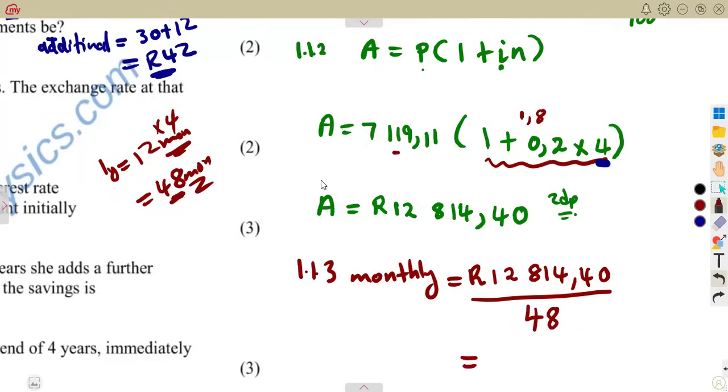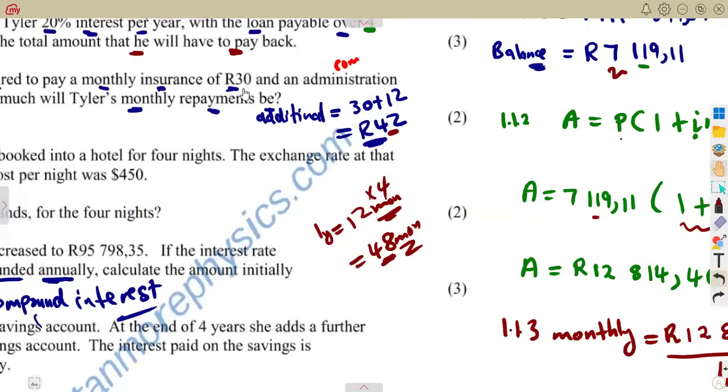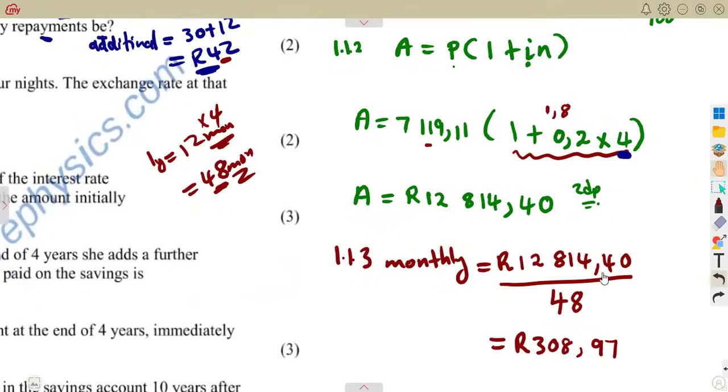So in a month, he is supposed to pay 308.97 Rand. In a month, he is supposed to pay this amount. But remember that with this additional information that we are given, that we calculated here for this amount of insurance of 30 Rand in administration, remember, we said we're going to have 42 as an additional to what he is supposed to pay monthly.